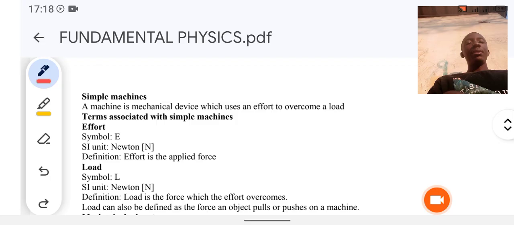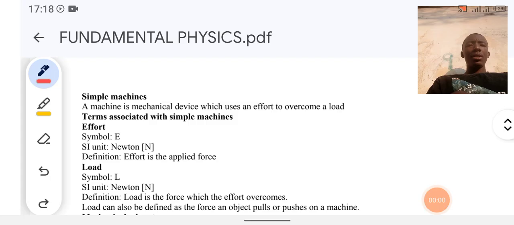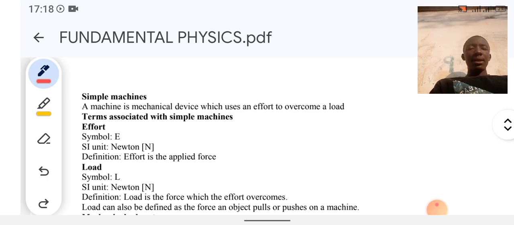In this video, we're going to learn about simple machines. So in today's video, we're going to learn about simple machines. First things first, we need to define what a simple machine is.